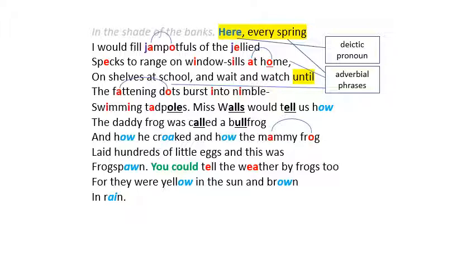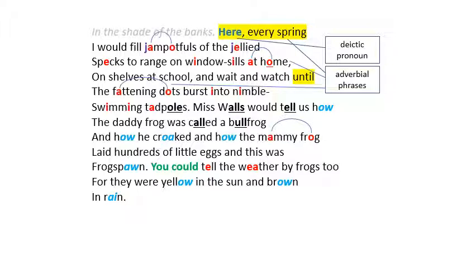The joy of this is also shown in the alliteration of the J, the short vowels, jampots, jellied, specks, window sills at home. And notice how I've marked it with the arches. He often goes from an A to an O in jampots, at home, fattening dots, and later on, mammy frog. It's just a little echo of that mood, I think, that shows that shift. A, O. It's almost an excitement, an acceptance, and then an excitement. And the swimming tadpoles, A, O. It's there again, I've missed that one, but it is there.